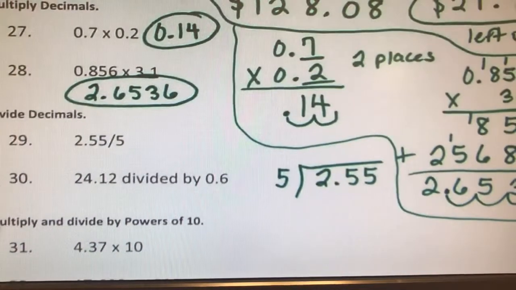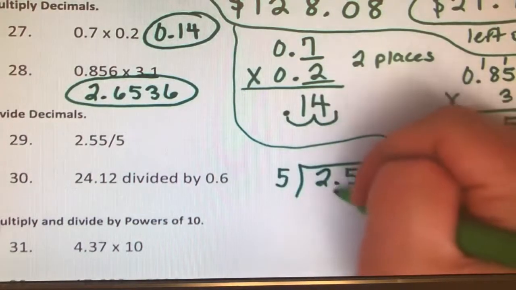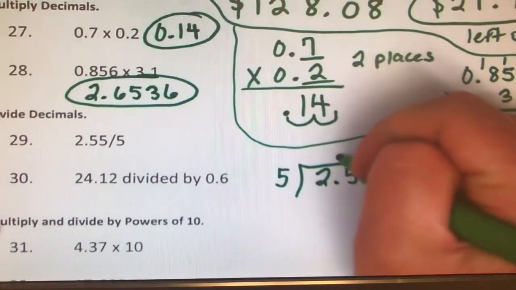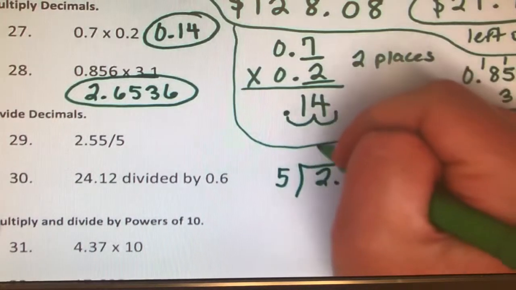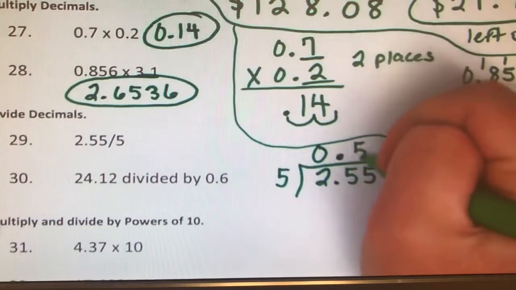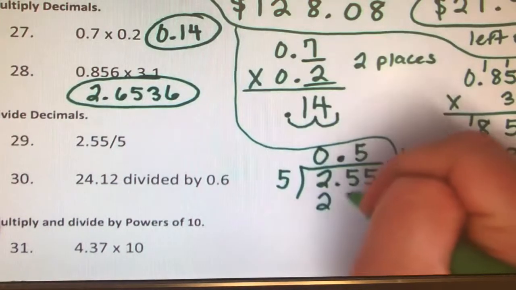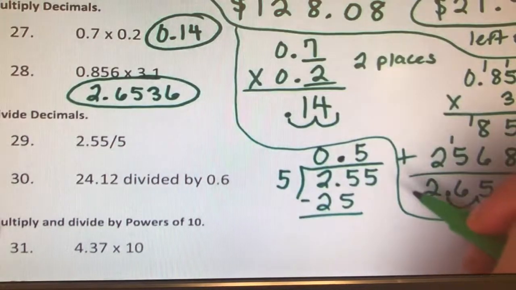So really, the first thing you need to do when you're dividing with decimals, and if your number out here is a whole number, you're going to bring your decimal straight up. And then you're just going to divide as usual. 5 will not fit into a 2, so we're going to put 0. 5 will go into 25 5 times. 5 times 5 is 25. And so when you get down here, just ignore the decimal and pretend like those are just whole numbers.